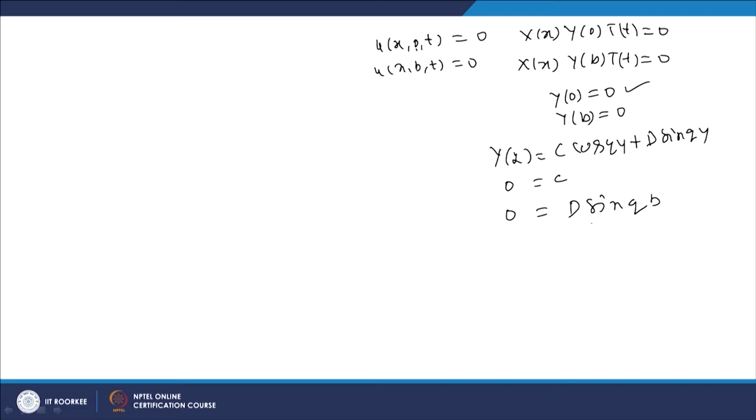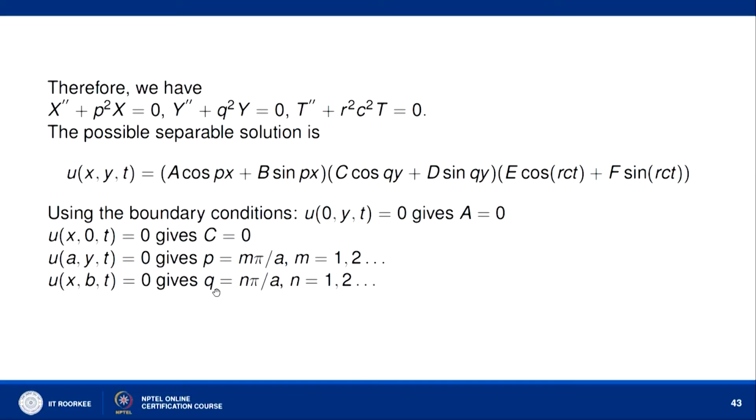Now for a non-trivial solution you have to take qb as n pi. So it means that q is equal to n pi by b, where n is 1, 2 and so on. We are leaving value 0 because if you take n equal to 0, since it is a sine function, you will get a trivial solution here. So we get q equal to n pi by b, n equal to 1, 2 and so on. So here we got a equal to 0, c equal to 0, p equal to m pi by a, q equal to n pi by b.